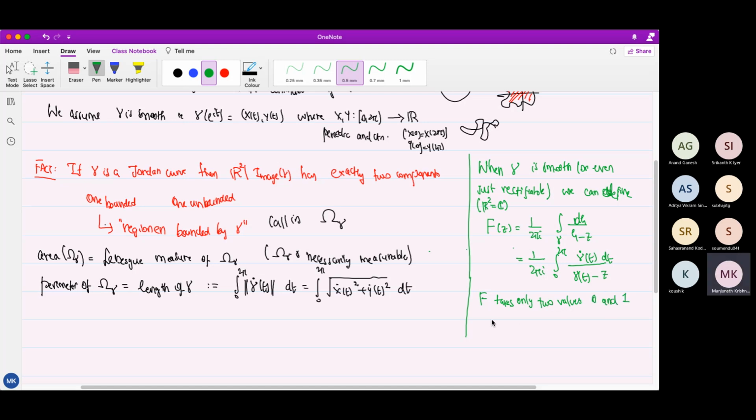0 and 1. And omega gamma is nothing but the set of z where f is actually 1. So at least... I don't know if I can quickly argue that this takes integer values. This is called the winding number of gamma around z, and without much difficulty one can show this is an integer, and it is piecewise constant actually. So it is locally constant.